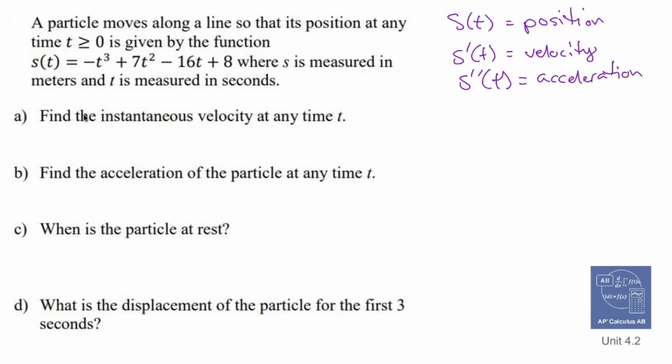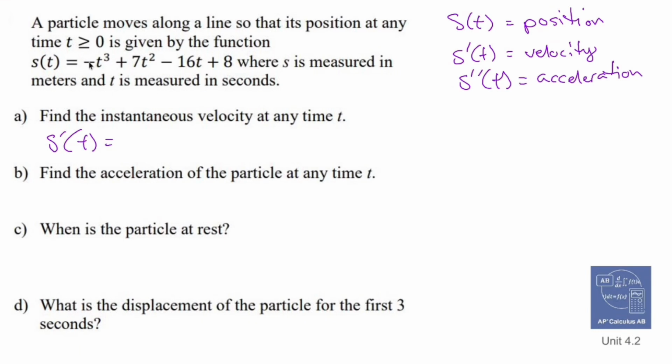So the first problem is find the instantaneous velocity at any time t. That's just asking what the first derivative is. Okay, so s prime of t is going to be, using the power rule, taking the derivative of each and every term up here.